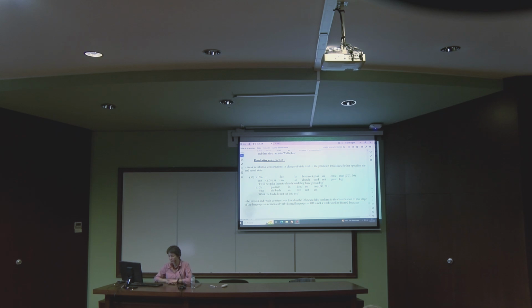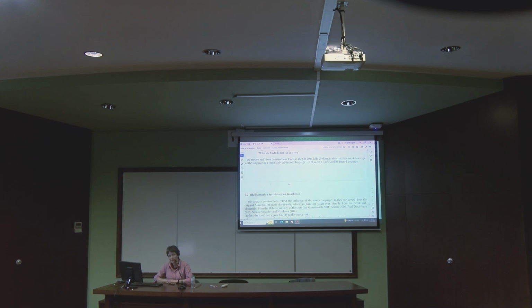The motion and result constructions found in the Old Romanian text fully conform to the classification of this stage of the language as a canonical verb frame language. Therefore, the conclusion I reached is that Old Romanian is not a weak satellite frame language, and it does not exhibit weak satellite framed behavior. Although we have aspectual COCs, and it seems that there is a similarity and cross-linguistic correlation between these three constructions.